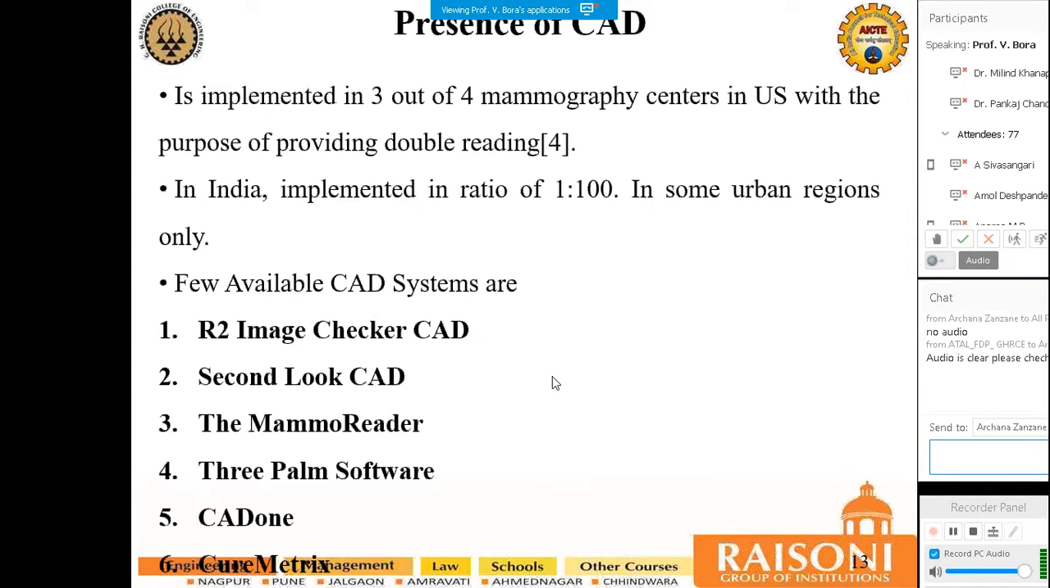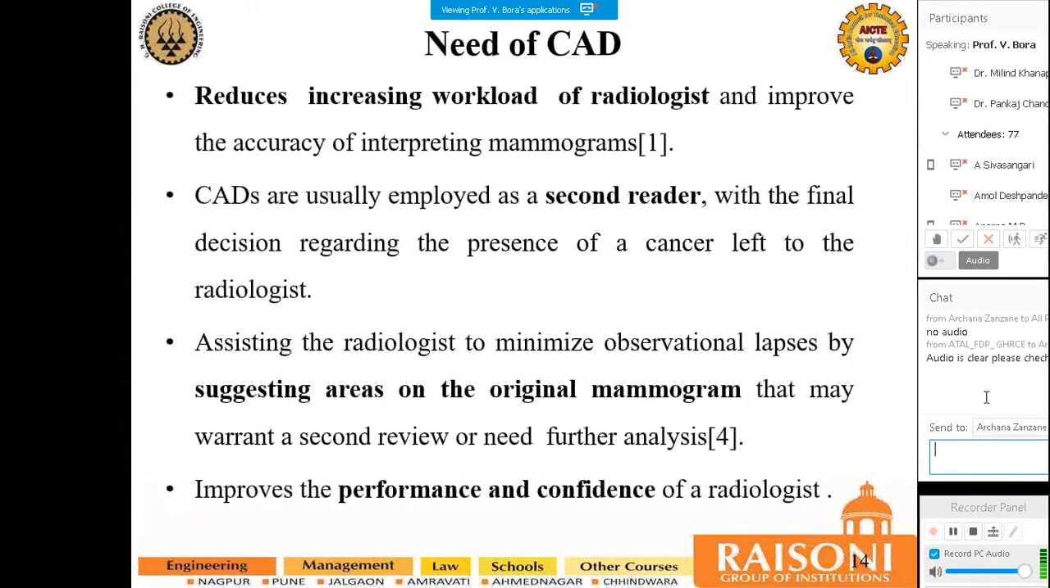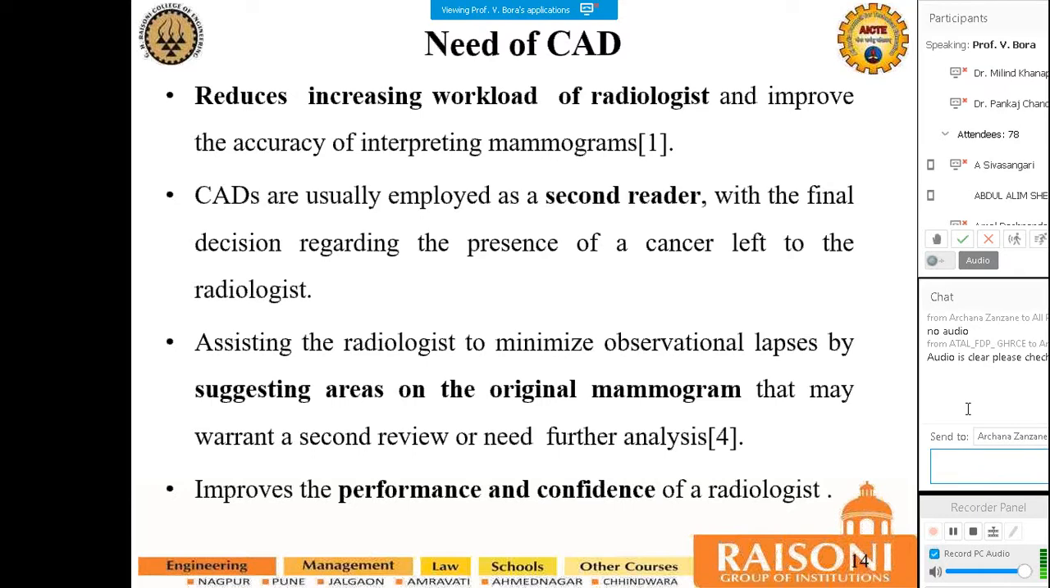The need of the CAD, basically, is that definitely it is going to help the radiologist as a second reader, and that will help in the final decision. With this it reduces the workload of the radiologist and improves the accuracy in interpreting the mammograms. This was given in reference 1. It assists the radiologist in minimizing observation lapses. And how is it done? By suggesting areas on the original mammogram: yes, you need to do further analysis of this area.